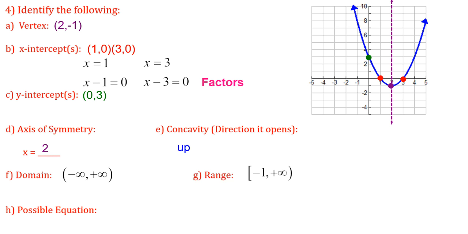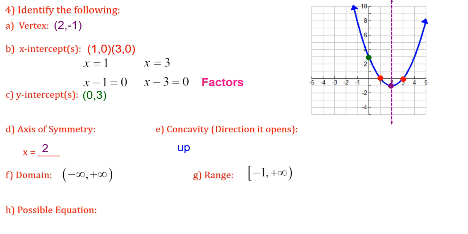So when we go to put our possible equation, we're going to have y =, we'll have some value for a. Now the question is, should a be positive or should a be negative? You have to look at the concavity of your graph. Because this is concave up, the a value should be positive.